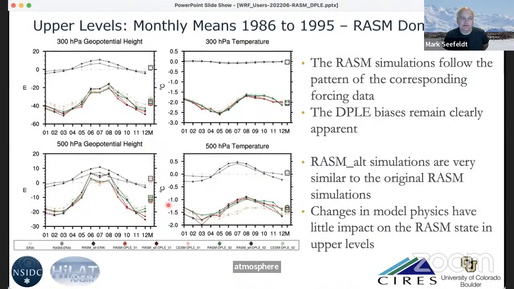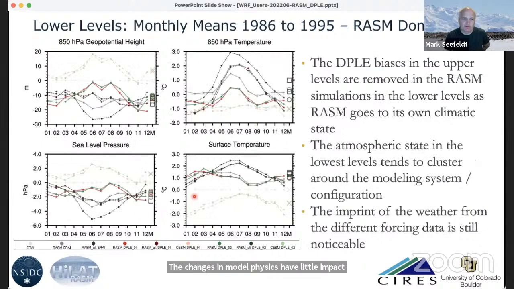So now we're going to look at it in terms of monthly means averaged over the 10 years across the RASM domain, and we're also now combining the RASM alt simulations. Again, this is with swapping out the cumulus parameterizations. And we again see that in the upper levels, the RASM simulations are following that of the forcing data. And we're also able to see the biases in the DPLE data as well as in the resulting RASM simulation. The changes in model physics have little impact on the RASM state in the upper levels.